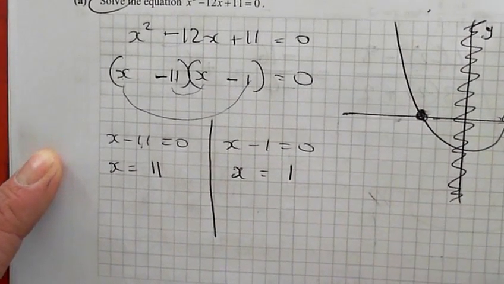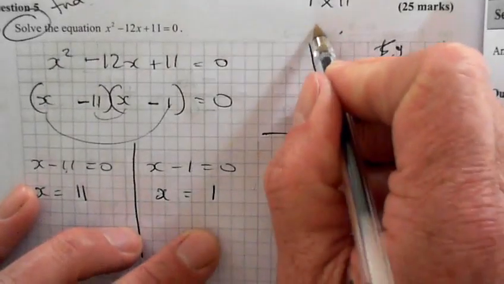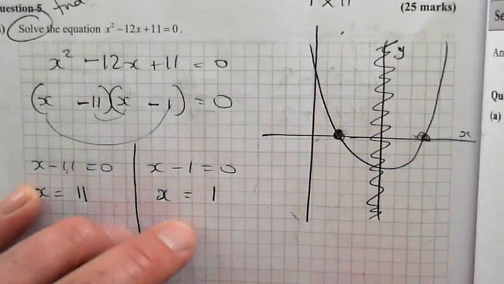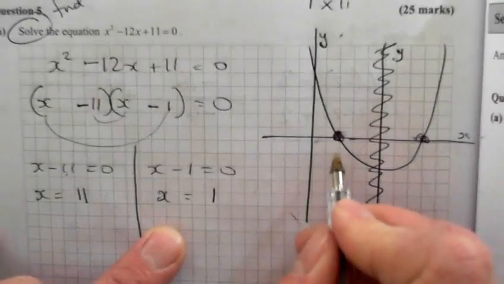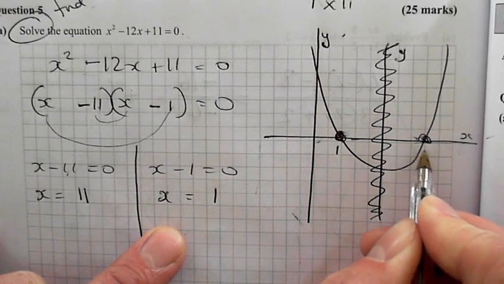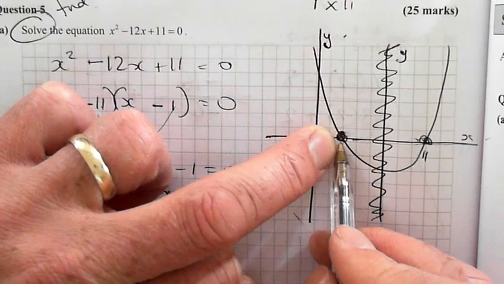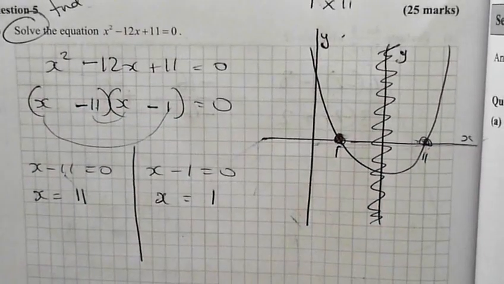Right, so if I was drawing my graph, I suppose my y-axis wouldn't be there. My y-axis would be somewhere like that. So x is equal to 1, 2, 3, 4, 5, 6, 7, 8, 9, 10, 11. So the graph cuts the x-axis at 1 and 11. That's what you'll find.